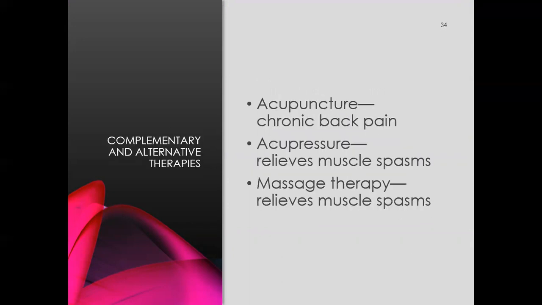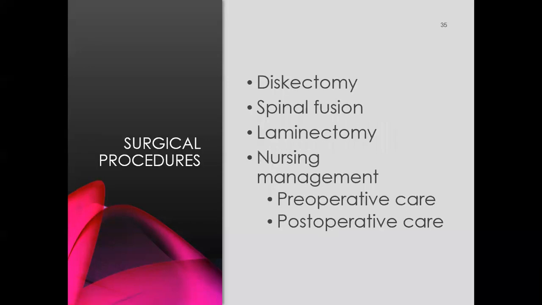What are some complementary and alternative therapies we can do? Well, we can always do acupuncture, especially for chronic back pain. Also, acupressure is going to help relieve muscle spasms, as well as massage therapy will do the same thing. Surgical procedures, we're talking discectomies, spinal fusion, laminectomies. And as far as nursing management, we're just going to take care of these patients during the preoperative and postoperative periods.